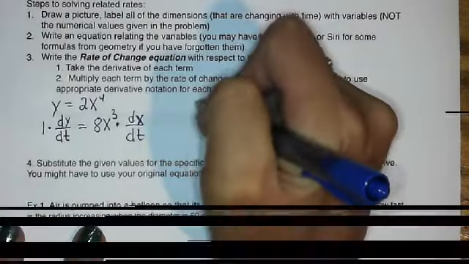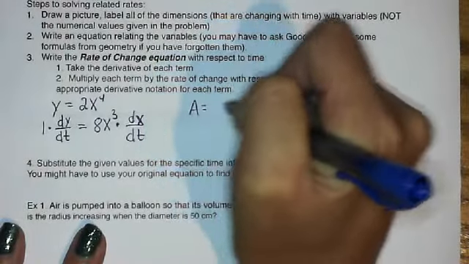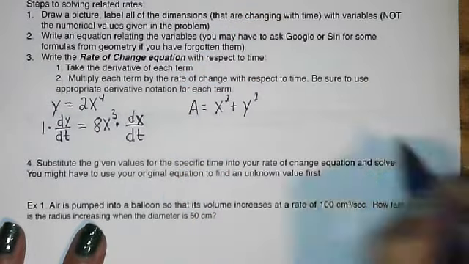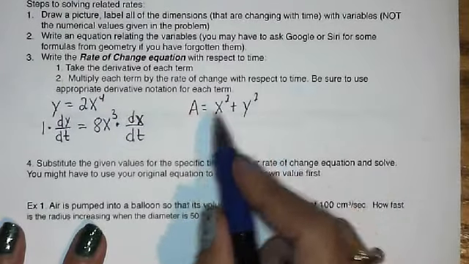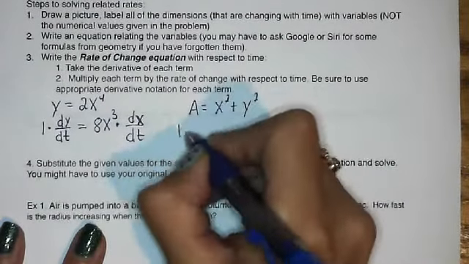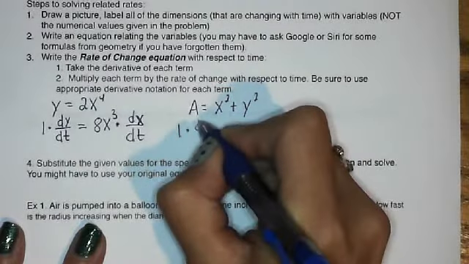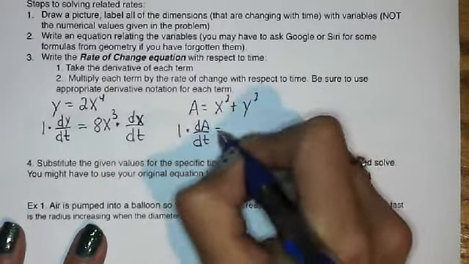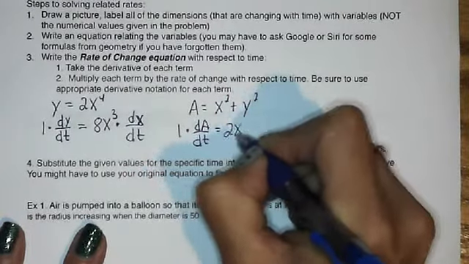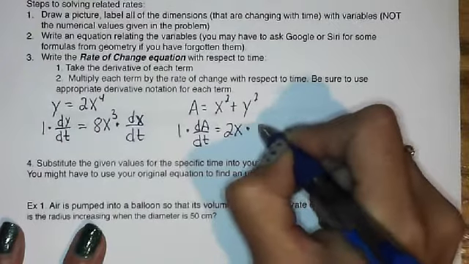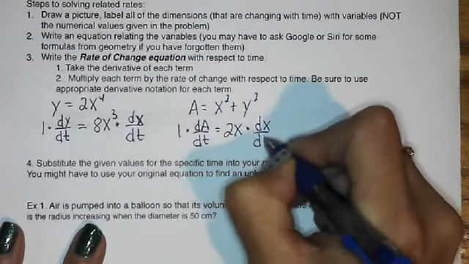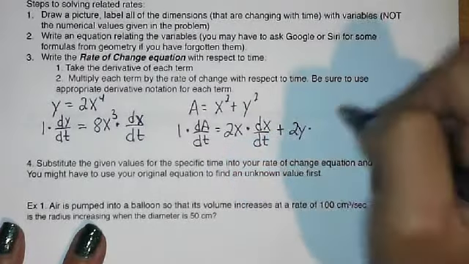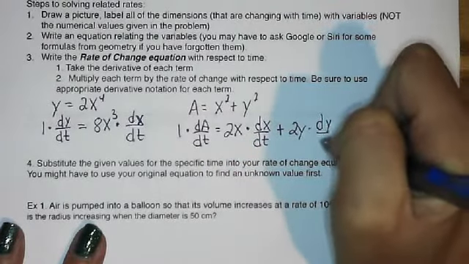Okay, let's do a couple more just so you have it. Say we have the area for a circle. A equals x squared plus y squared. I've got 3 variables that are changing with time. So the derivative of A is a 1, and you always have to remember to multiply by the rate that A is changing with respect to time, dA dt. Do the x term, which will be 2x, multiplied by its rate with respect to time, dx dt. And then the y term, 2y, times its rate with respect to time.